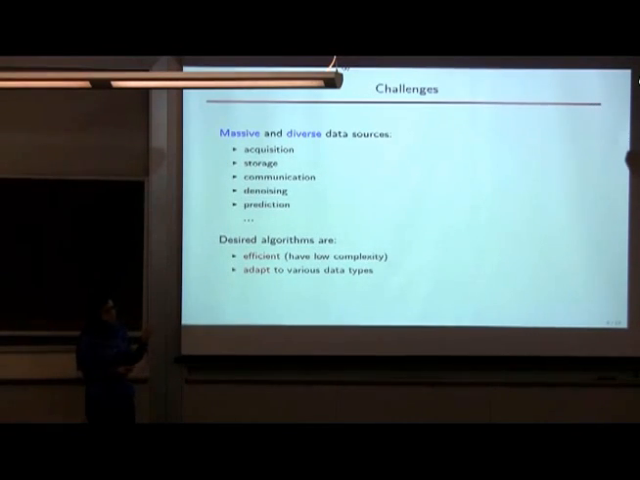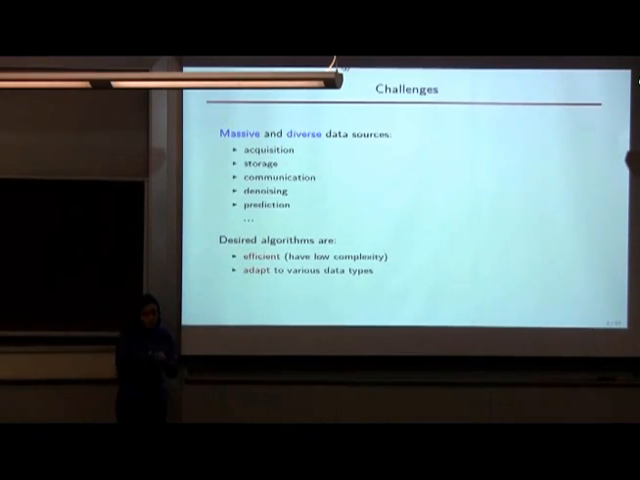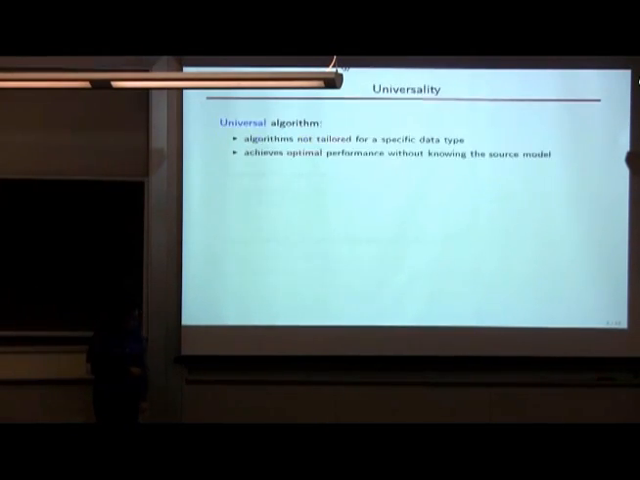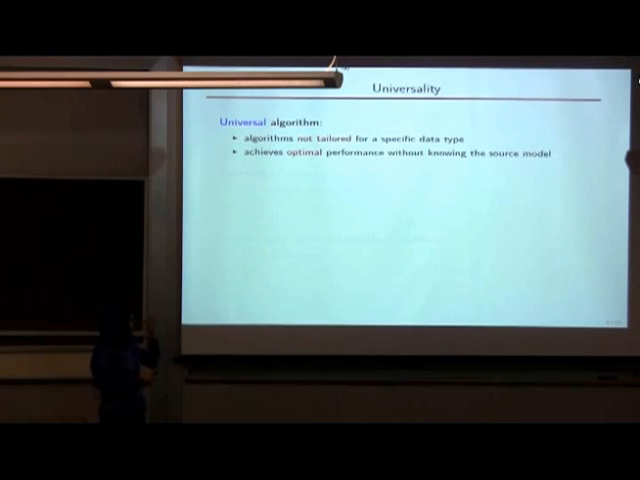Also, we would like algorithms that adapt to various data types. These data are coming from various sources. They have different kinds of structure, and their structure changes over time. So we don't want to design a specific algorithm for each kind of data that we encounter. We would like algorithms that are applicable to various data sources. This topic of diversity in the data has been studied in information theory under the title of universal algorithms.